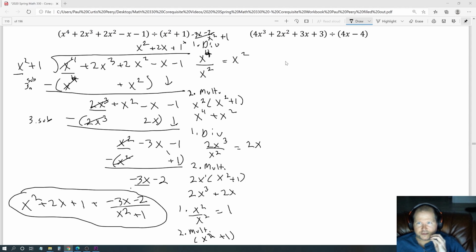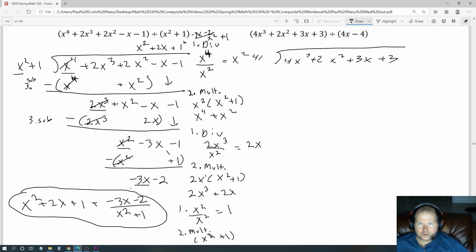So we are going to rewrite it as 4x cubed plus 2x squared plus 3x plus 3. And we are going to divide the whole thing by 4x minus 4. I'm just going to separate that a little bit. Okay, so we'll divide the first term here by the first term here.